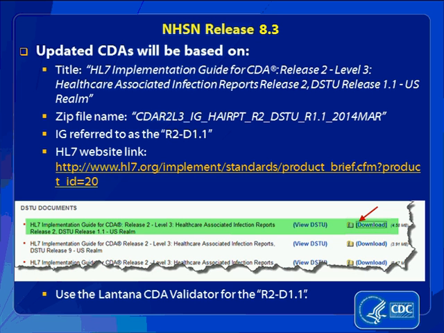So when we talk about the R2 D1.1, we're talking about this IG that will be used to turn on the updated reports in January 2015 and release 8.3. Again, you see the HL7 website link there, and you can go in and download the IG now if you're an HL7 member, and it will be available in a few months if you're not a member. Again, you'll want to use the CDA validator as part of your testing, and it will be updated to add the R2D1.1 shortly.